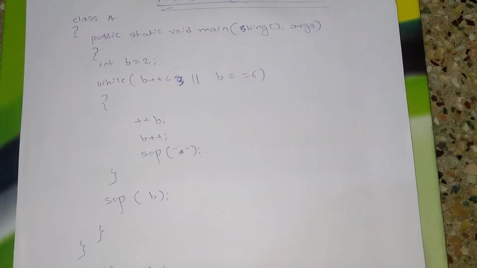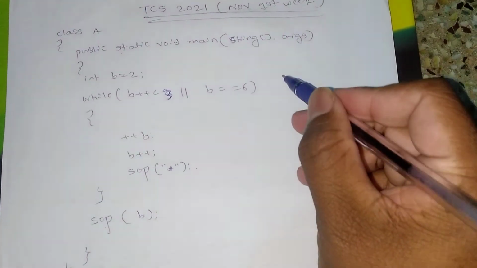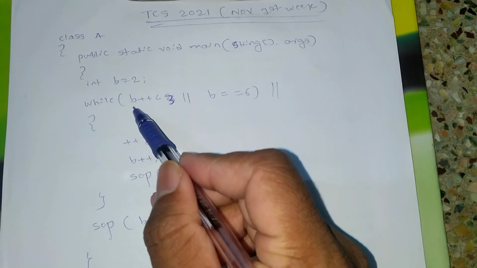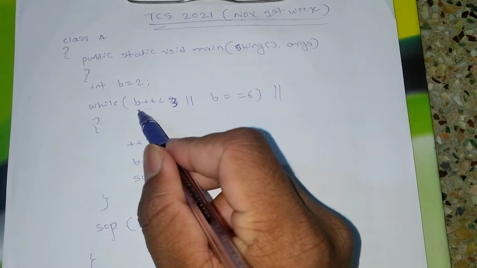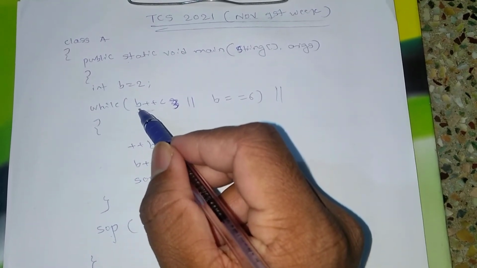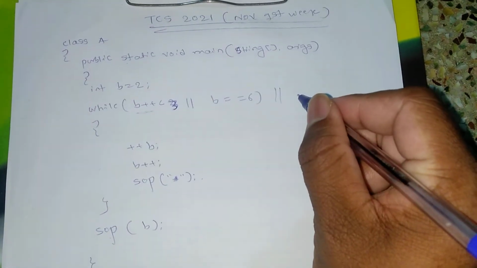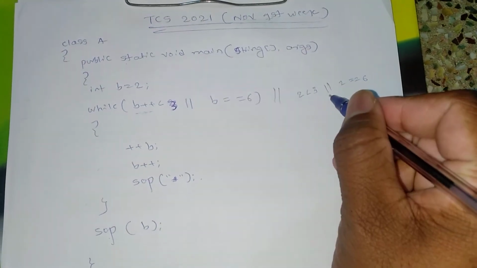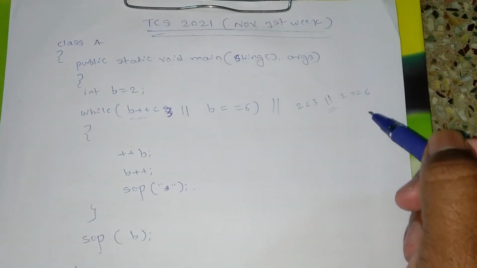Now you'll be wondering how. Okay, let us solve this one. At this moment the value of b is 2. Note that this is post-increment. Post-increment means first we use the value of the variable, and after that we increment. So first the value of b will be used, that means 2 is less than 3 or 2 is equal to 6. As it is an or operator, if one of the two conditions is true, then the loop will be executed.